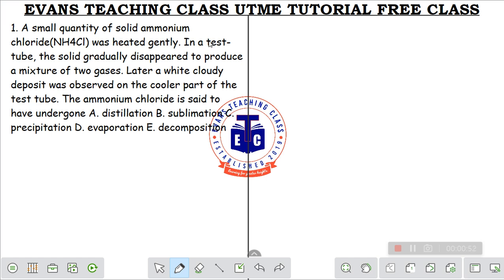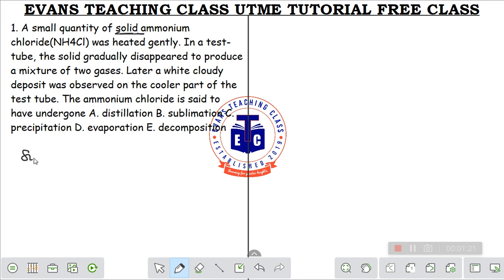So the first question we have before us is: a small quantity of solid ammonium chloride was heated gently in a test tube. The solid gradually disappeared to produce a mixture of two gases. Later a white cloudy deposit was observed on the cooler part of the test tube. So the ammonium chloride is said to have undergone A. Distillation, B. Sublimation, C. Precipitation, D. Evaporation, E. Decomposition.